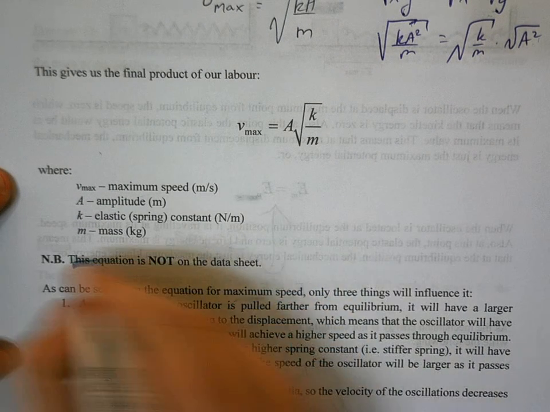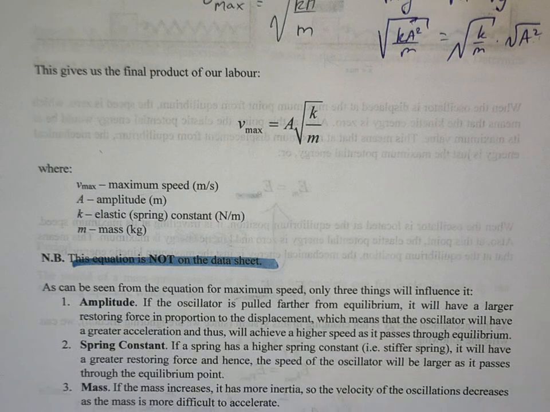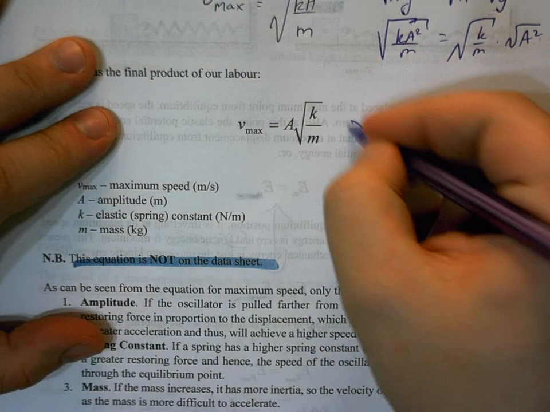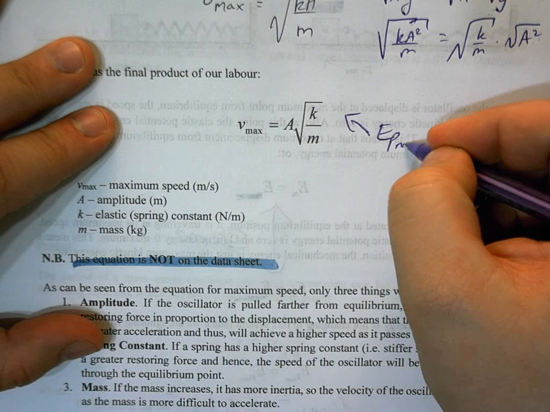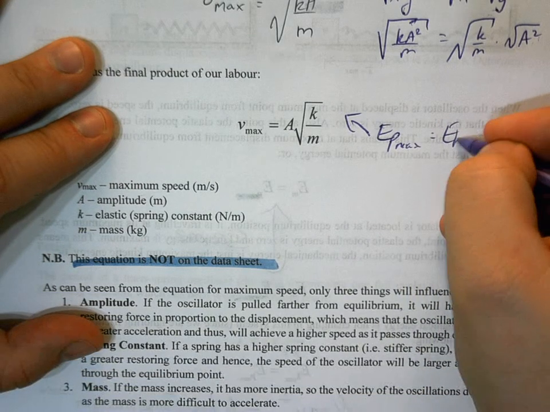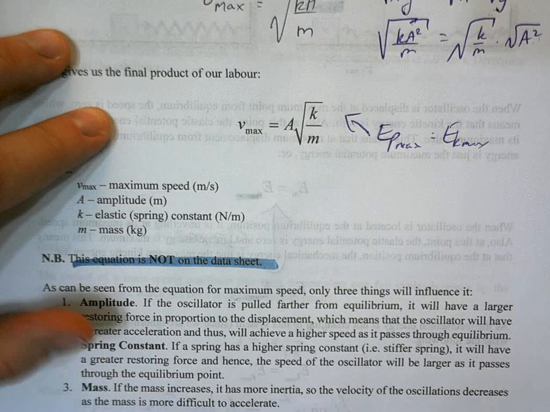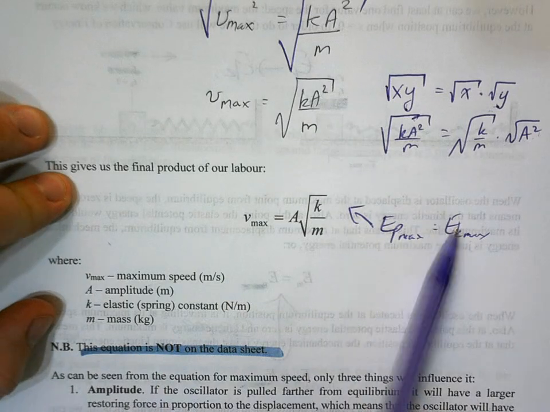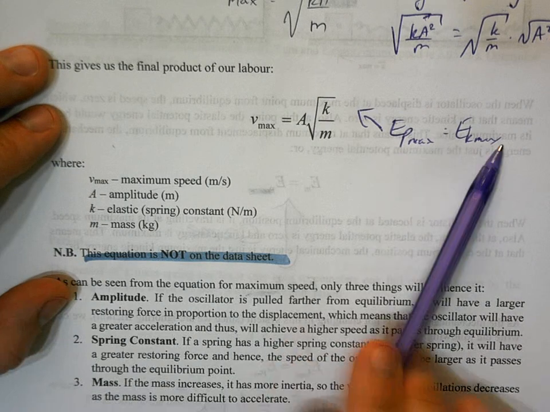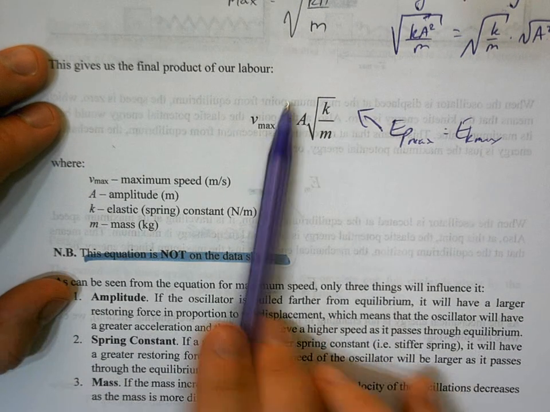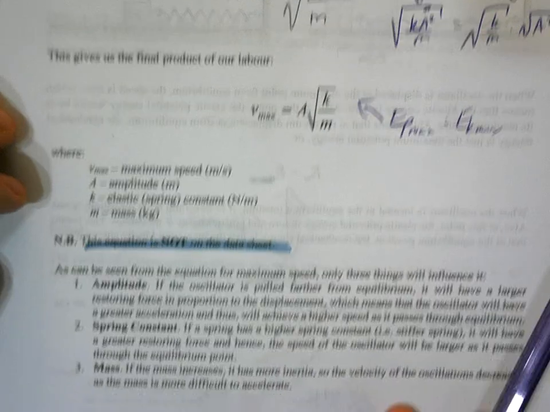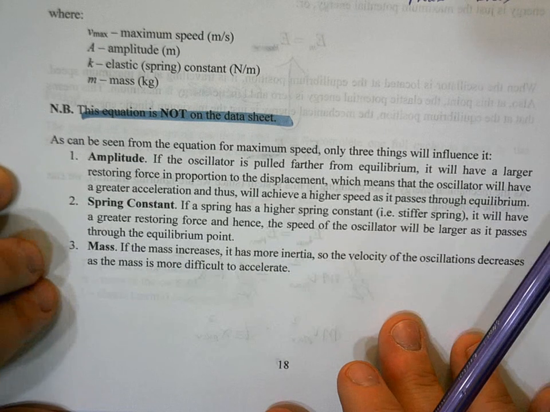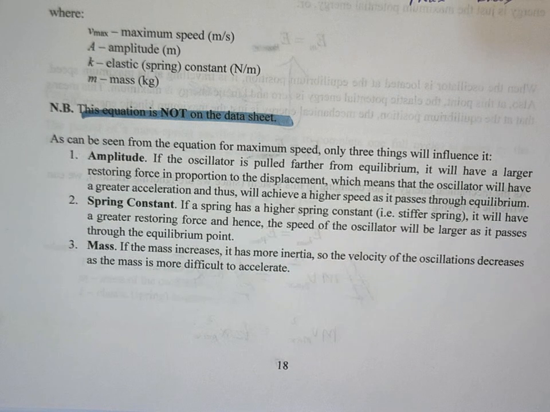I'll emphasize, this is not on the data sheet. If you want to use this equation, it has to be derived. Again, to get this, you're doing EP max equals EK max. Now, you probably are not going to show all this work here, but this comes from this statement. So if you want to use that, you need to derive it from there. Basically, it's telling us three things. The maximum speed of an oscillator depends on the amplitude, spring constant, and mass.